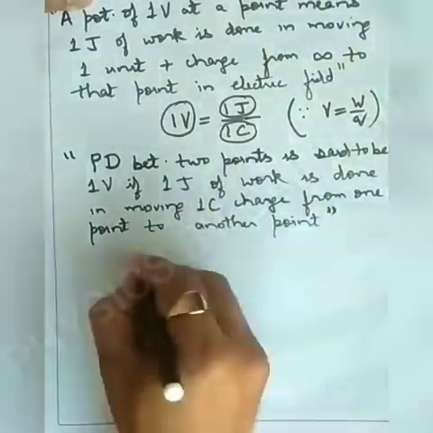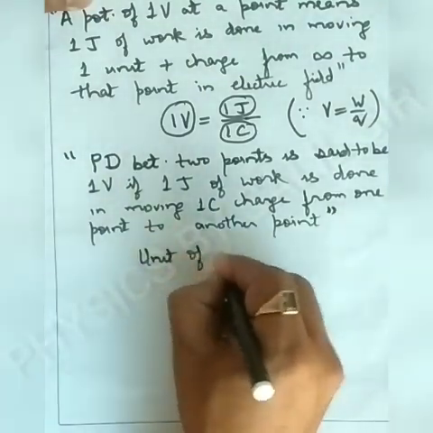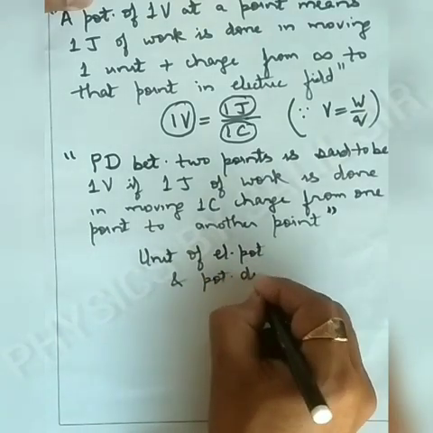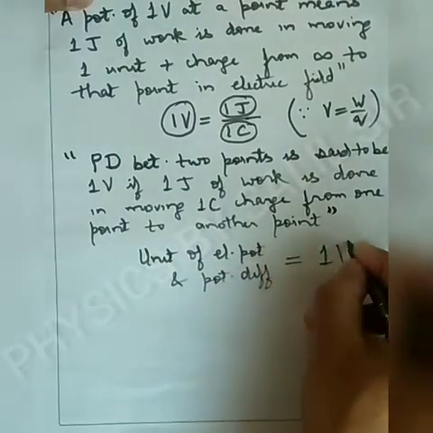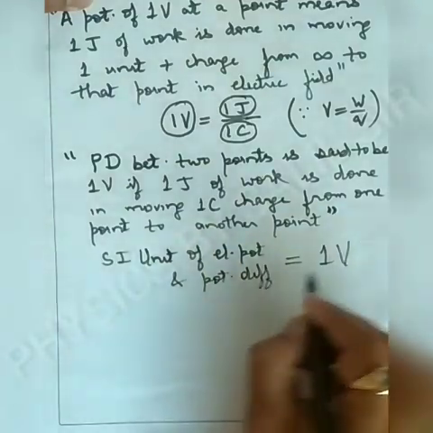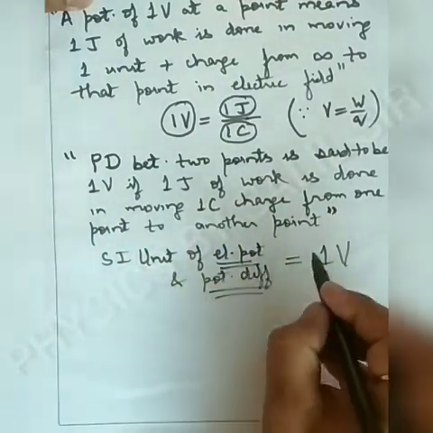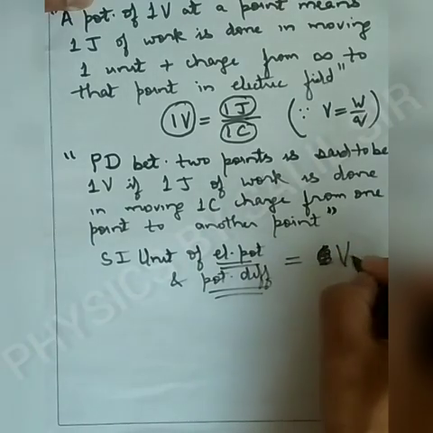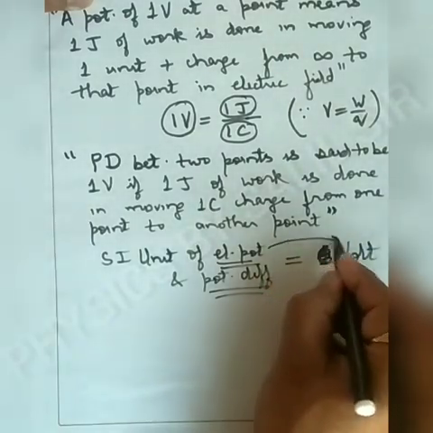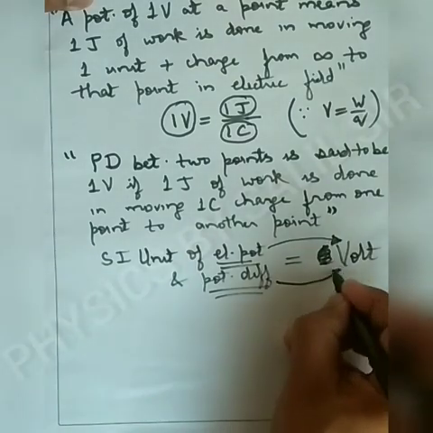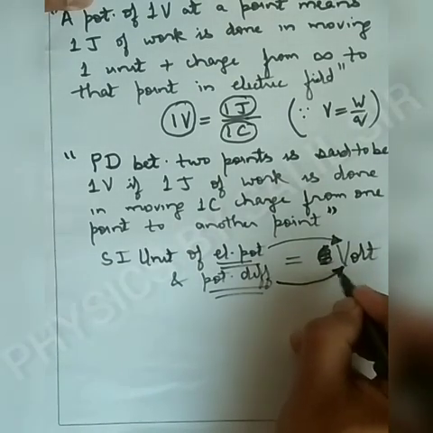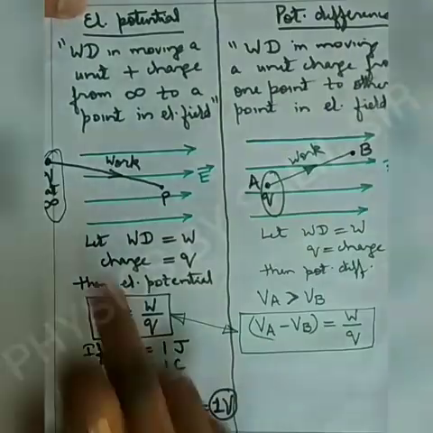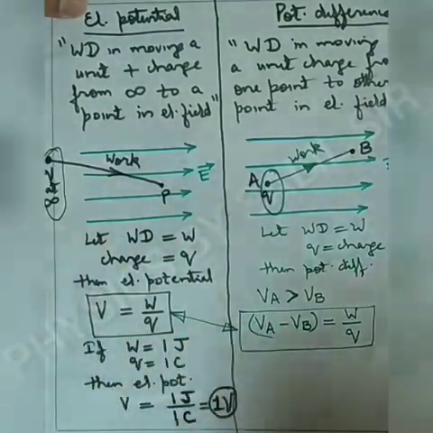The unit for electric potential and potential difference is the same, 1 volt. There is no difference. Electric potential is represented by volt, and the potential difference is also represented by volt. There is no difference in unit, but there is a difference in the diagram and the formula of representation.